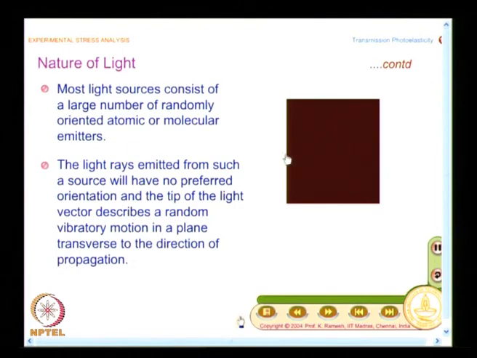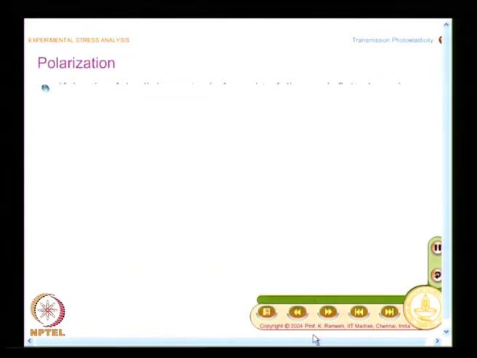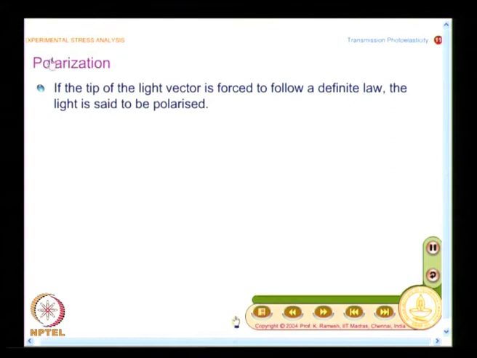So, a natural light source will have light emitting in this kind of arbitrary direction. The magnitude as well as the orientation changes. Suppose I constrain the tip of the light vector in a preferred manner, then I call that light polarized. So, that is why you need polarization, because I need to have a constant property of incident light. I should have complete understanding of the characteristics of the incident light.